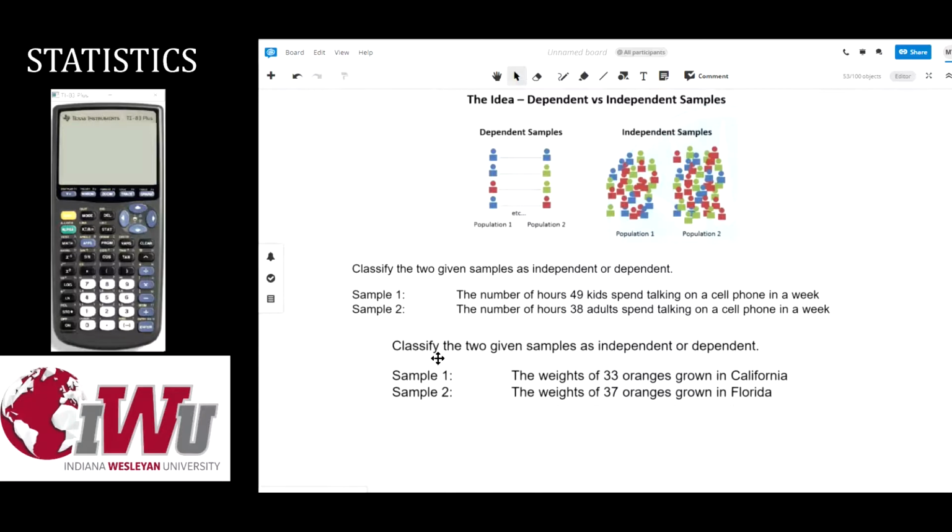Now in this example, the two given samples, are they independent or dependent? Sample one has 33 oranges from California, and sample two has 37 oranges from Florida. So we have oranges from two separate states. These two samples are going to be independent of one another. They're not going to affect one another at all. No relationship between the two. All right, so that's independent versus dependent. Let's go on and do some more examples.